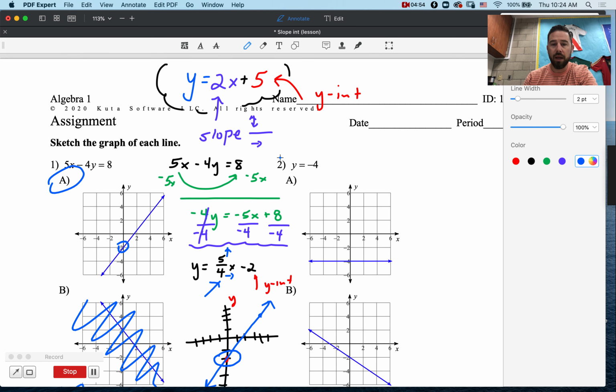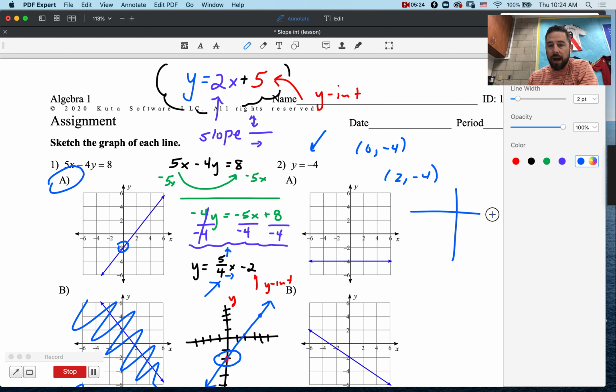Now for number 2, this one's a little different because you're like, man, that's not slope-intercept form, right? That's different. Well, I'm giving you these questions because I want you to be familiar with them. This means y equals -4. What that means is y is always -4. So pick a point. Pick a point 0 and make y -4. Pick another point. You could pick anything, 2, and make y -4.